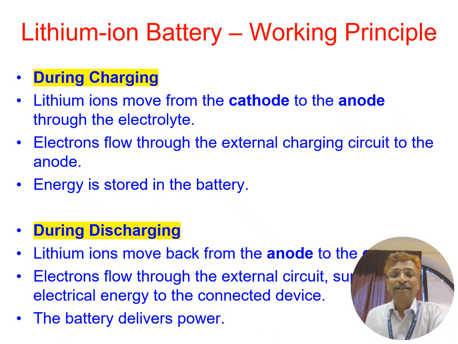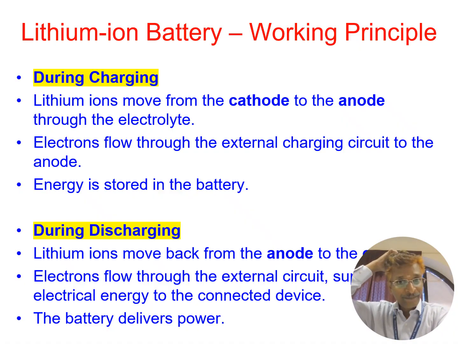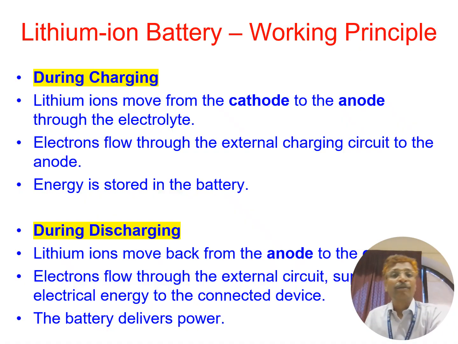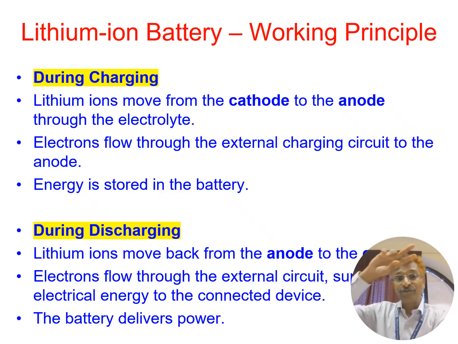Okay, now let us see the working principle behind what happens during charging. Suppose you have plugged in the lithium ion battery in our mobile phone. The lithium ions move from the cathode to the anode through the electrolyte, and electrons flow through the external circuit, from the external charging circuit to the anode side. So it stores the energy. Energy is stored in the anode side of the battery.